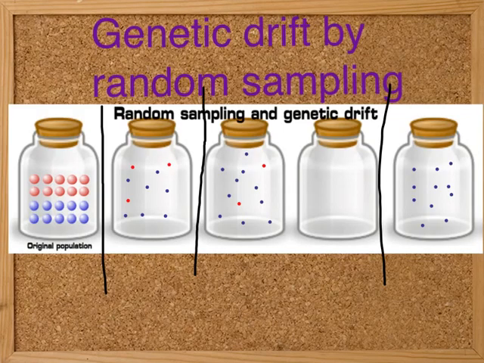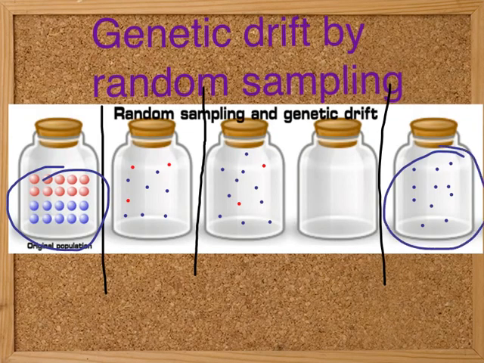a change in the gene pool, and of course that can drive evolution. If originally my population had variation like this, and now I don't, then this population is certainly different than this population, and that's driving what we call microevolution. All right, let's talk about the next concept, the bottleneck effect, which is part of genetic drift.